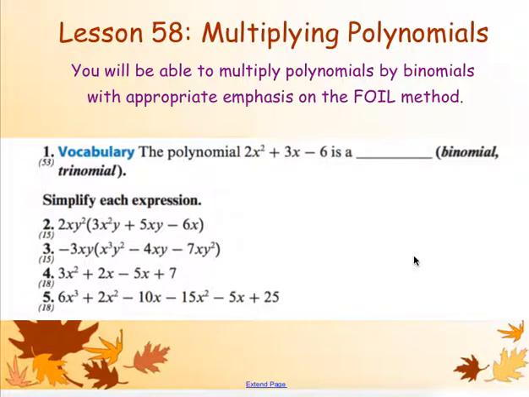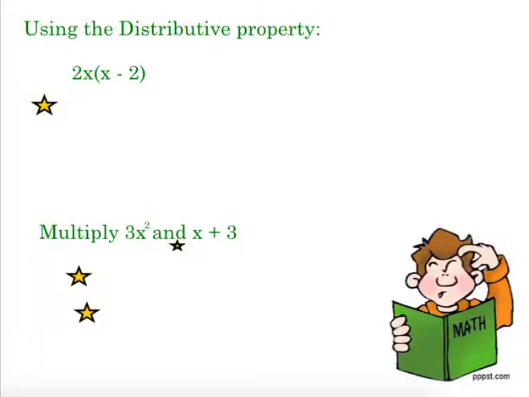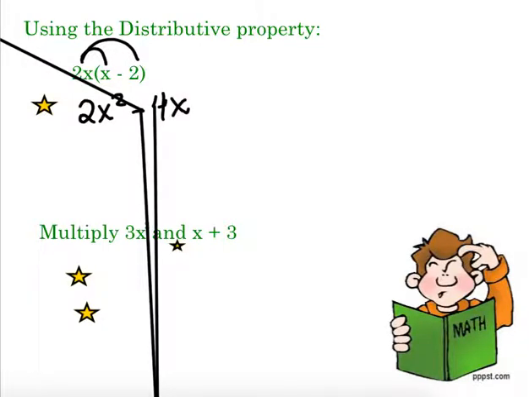Algebra 1, Lesson 58, we are multiplying polynomials. In order to multiply polynomials, we first need to know how to distribute monomials to our binomials. Remember, this is just multiplying our first term by everything inside of our parentheses. So we're going to get 2x times x and 2x times negative 2. So we get 2x squared minus 4x.